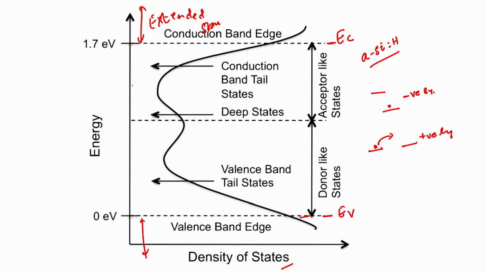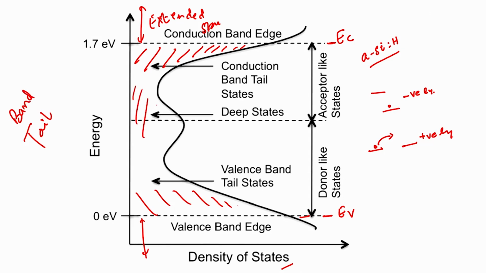The states that are located near the band edges, that is these regions here and these regions here, are called tail states or band tail states, and the states that are located in the middle of the band gap, that is closer to mid gap, are called deep defect states or deep states.